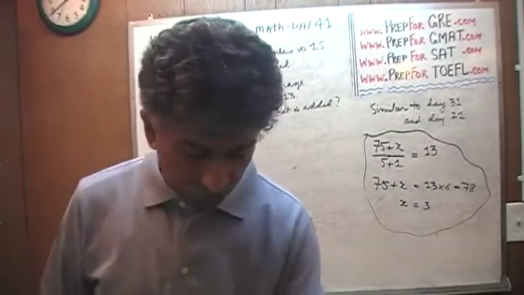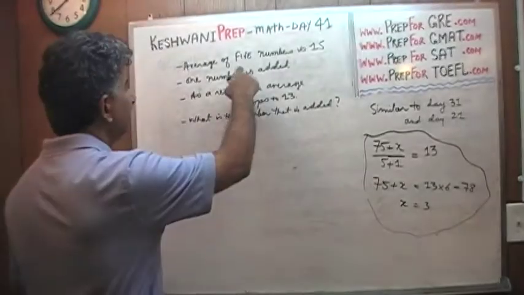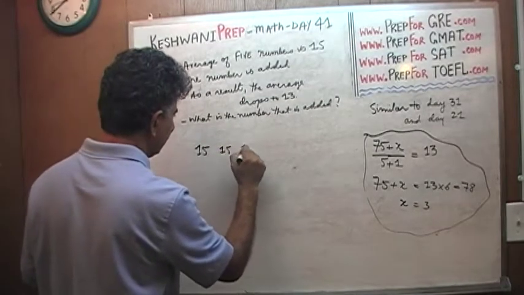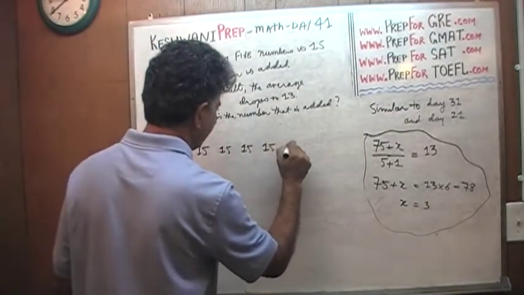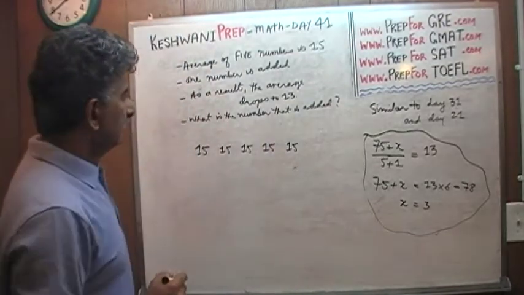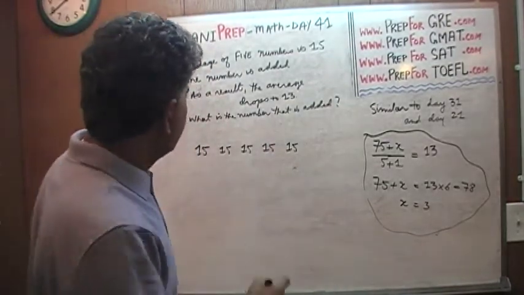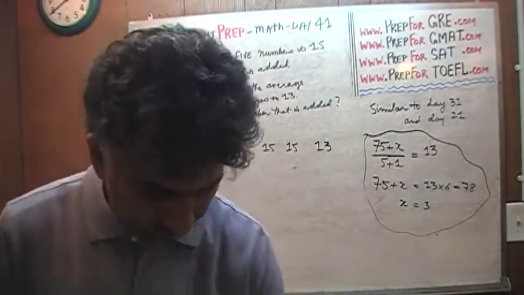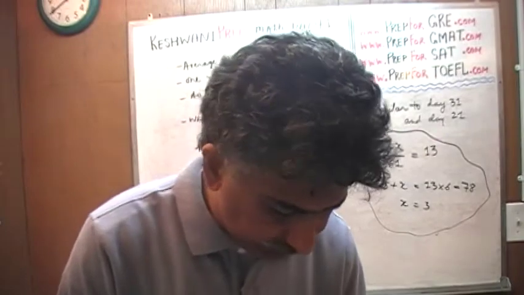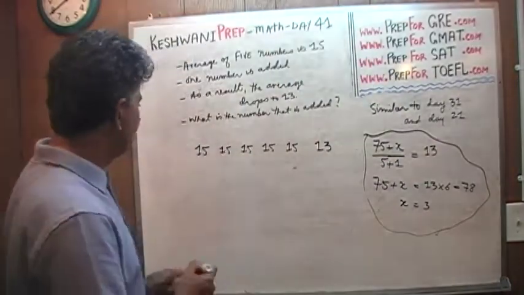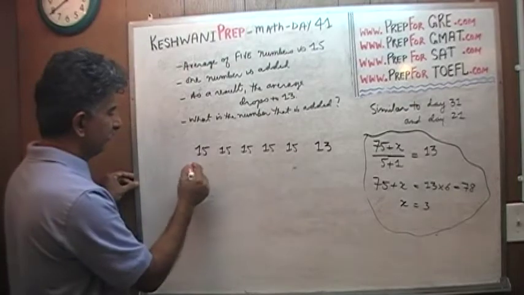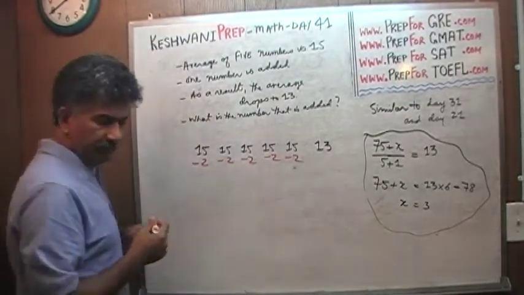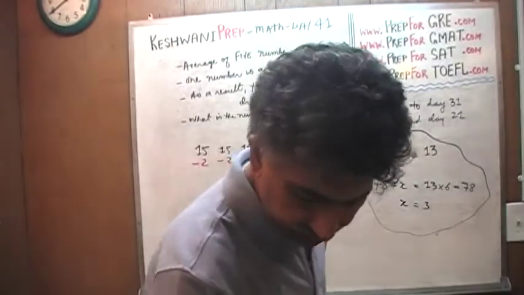But here's another way. What you do is, since you have 5 numbers and their average is 15, make up 5 15s. 1, 2, 3, 4, and 5. And then we are told that the new average is 13. So let's make that new number that we are adding 13 to begin with. But then the question is, how do I make these previous 15s into 13s? All of these need to be 13 as well. So you subtract 2 from everything. By subtracting 2 from all of these, they become 13.